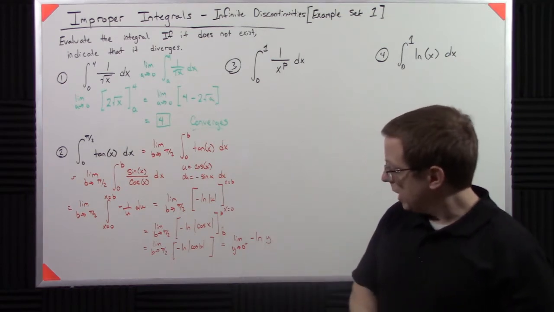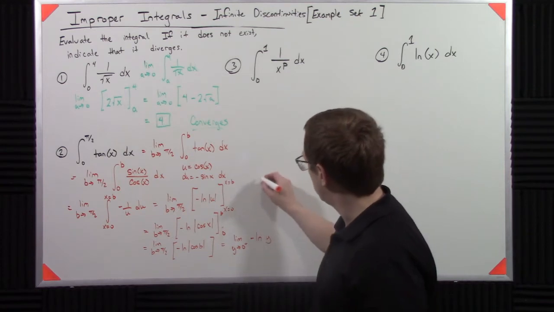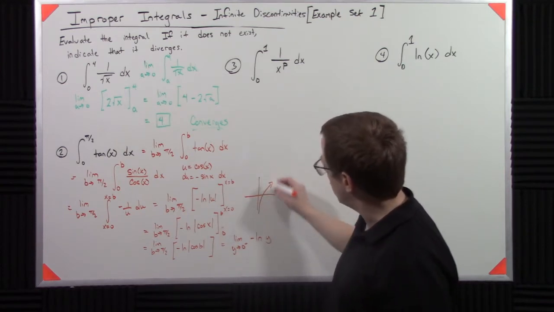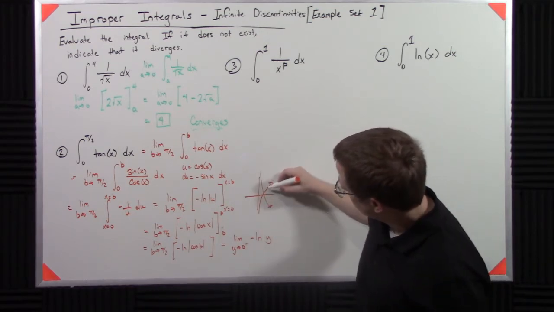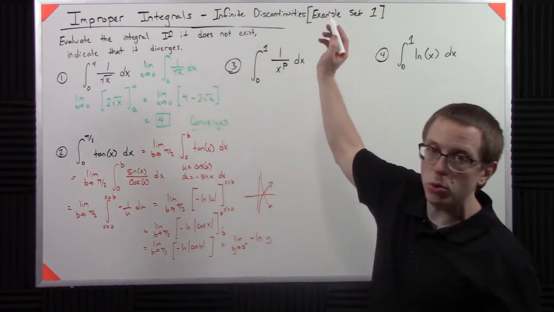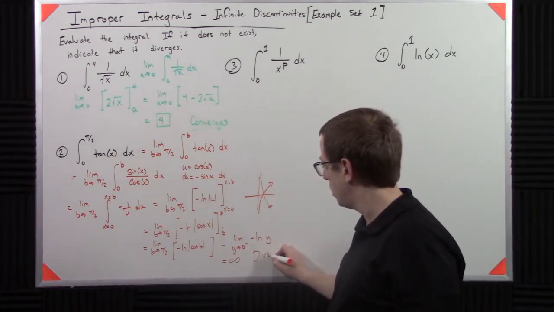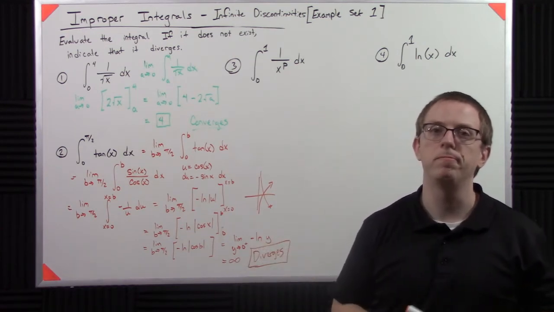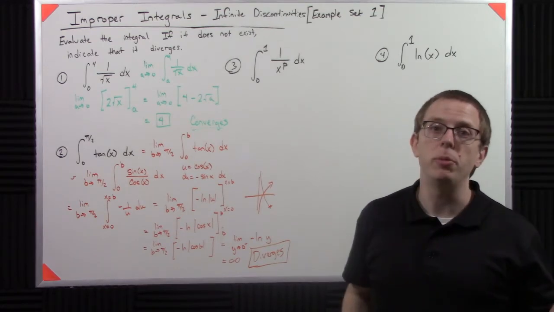Now, if you know what the natural log looks like, the natural log looks like that. So the negative natural log just looks like that. So as we go to 0 from the positive side, this thing shoots off to infinity. Diverges. Shoot. Alright, well, too bad.